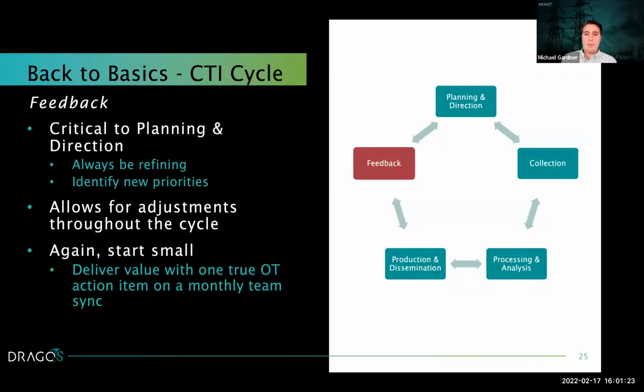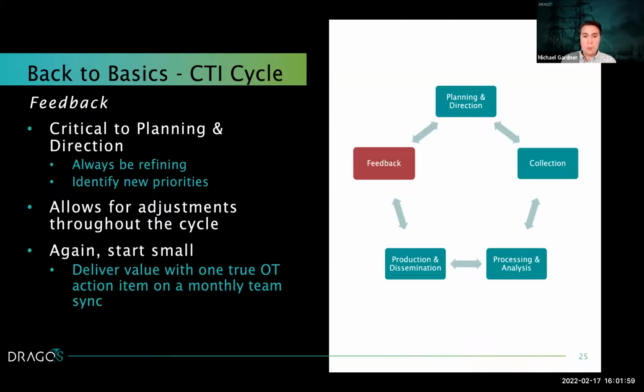So finally, we have feedback. This is really important for planning and direction because it helps you to adjust to drive better outcomes throughout this entire cycle. You always want to be revisiting your priority intelligence requirements to make sure you're accounting for new concerns and refocusing on things that your stakeholders don't care as much about. And a good way I've seen this done is to just have a feedback request at the bottom of the intelligence reports. You can just have a link to a team mailbox that your stakeholders can fill out a quick feedback form or just add comments to a report that they received.